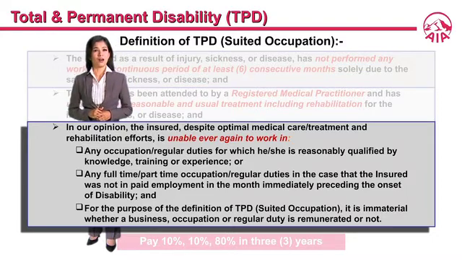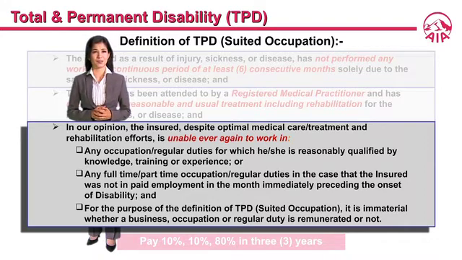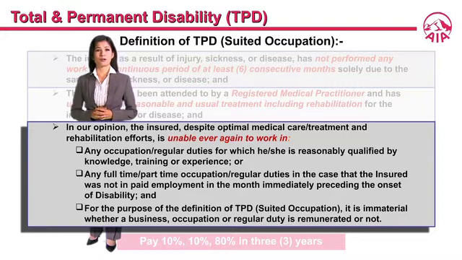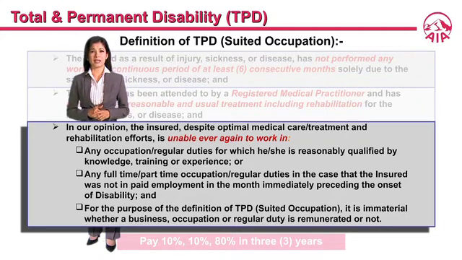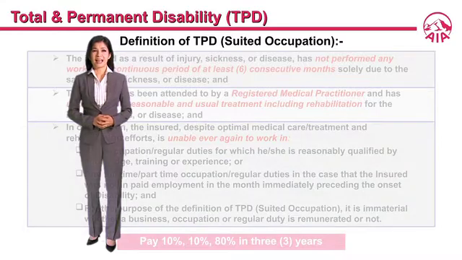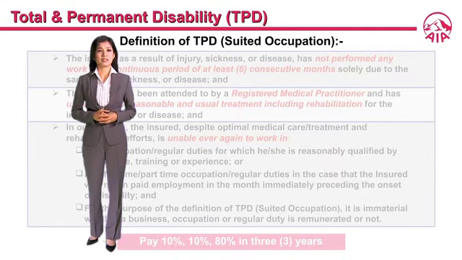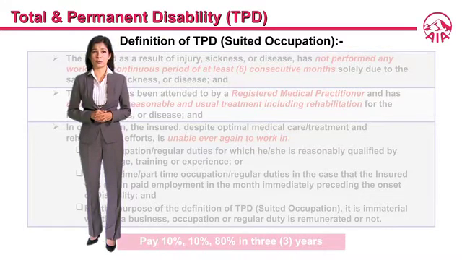For example, a lorry driver who suffered injury to the backbone and is not able to drive a lorry again. He or she can be considered as total and permanent disability in suited occupation, as he or she may not qualify to work in other jobs that require experience or training. For the purpose of definition of suited occupation TPD, it is immaterial whether a business occupation or regular duty is remunerated or not. In this case, company will consider paying 10% for the first 2 years and the remaining 80% on the third year. Please note that company will require medical evidence as proof of disability.